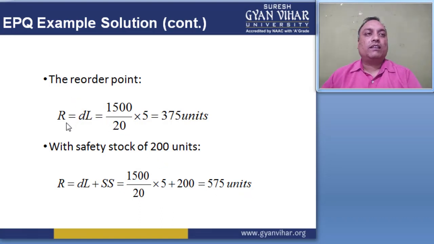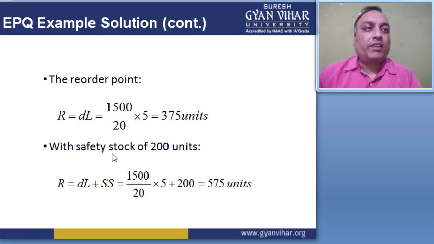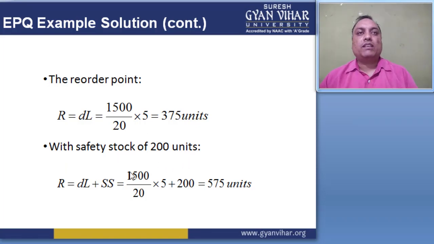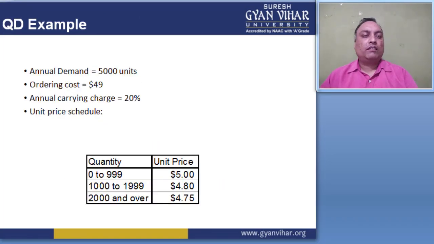This is the reorder point with a safety stock of 200 units. It means that if you have a stock of 200 units, what is the reorder point? So the reorder point is 575 units for this case. So we move to the next question, the next problem.